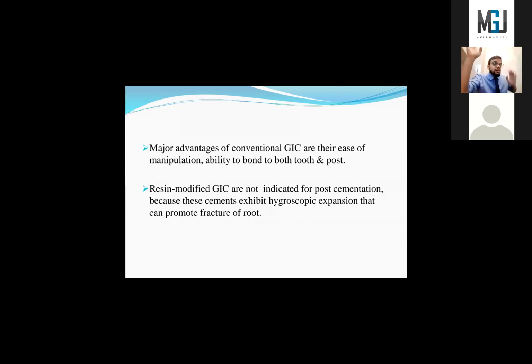Now, the earlier resin modified had the same problem, not the new resin modified. And that is why I say that over conventional GIC, resin modified GIC is a better cement for luting your posts and crowns because of the hygroscopic expansion getting eliminated. The newer resin modified glass ionomer cements do not have that issue at all. So if you're using glass ionomer to cement, resin modified is much better as compared to traditional GIC or conventional GIC. But even conventional GIC is not bad if you've done your isolations well.